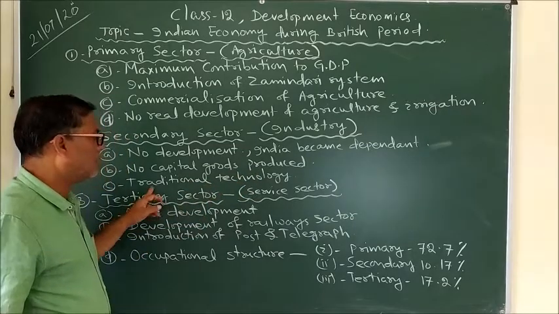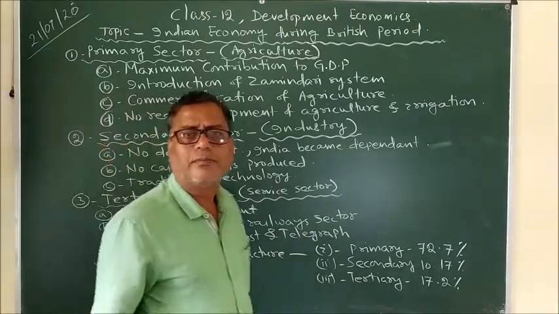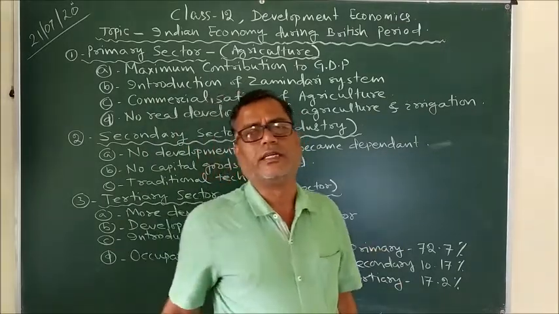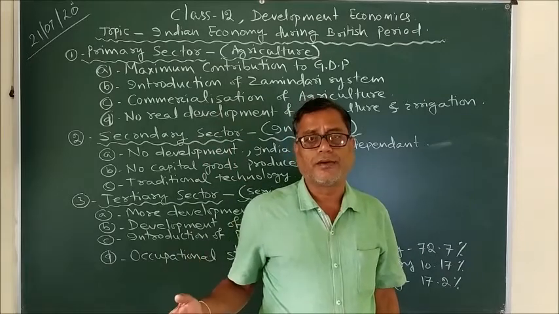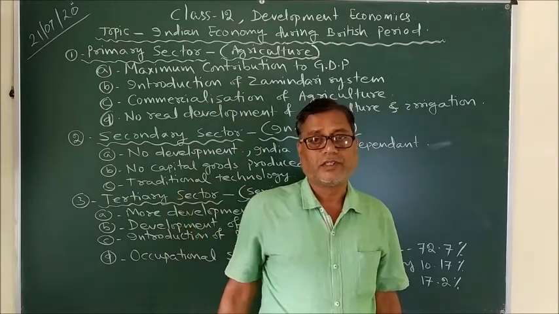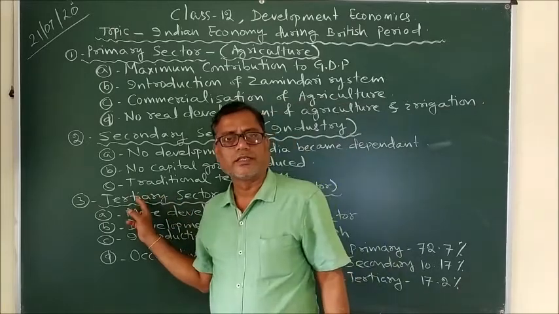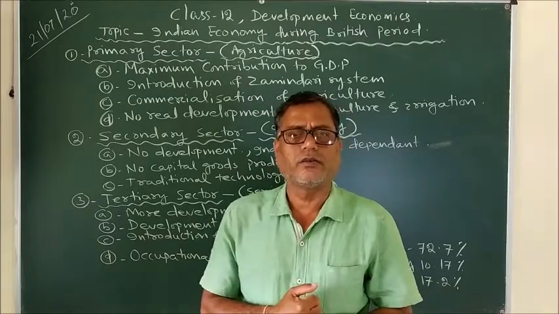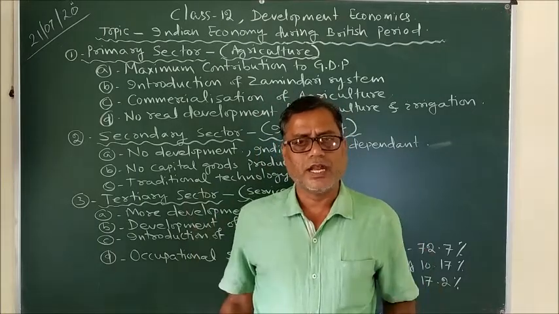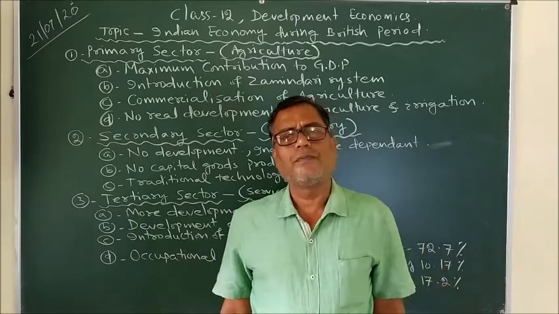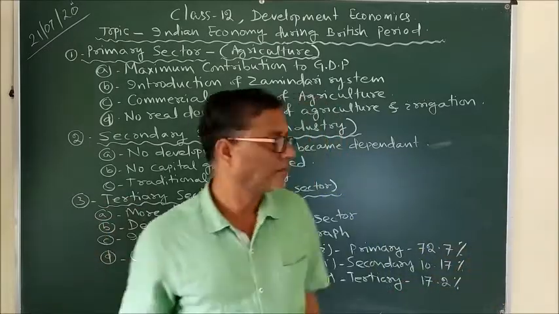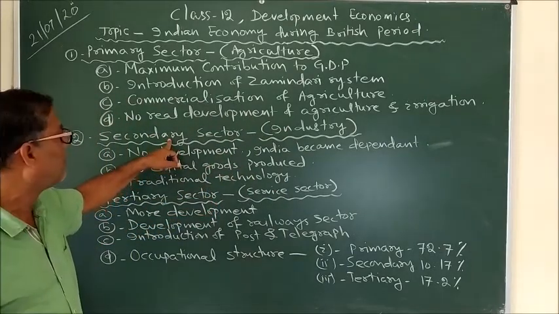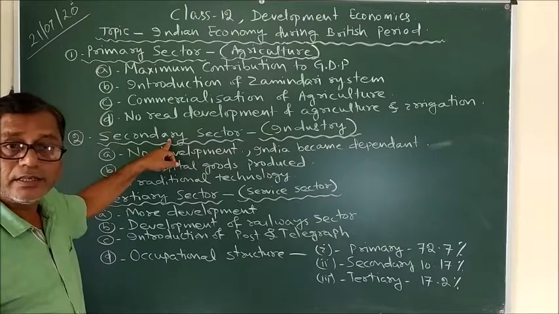And the third point is traditional technology. The British never brought the sophisticated technology invented by them to India because it would have developed India industrially. That's why India always followed the traditional technology, and we all know the drawbacks of traditional technology, where the productivity is less and the cost of production is always more. So these are the reasons why there was almost zero development in the industrial or the secondary sector.